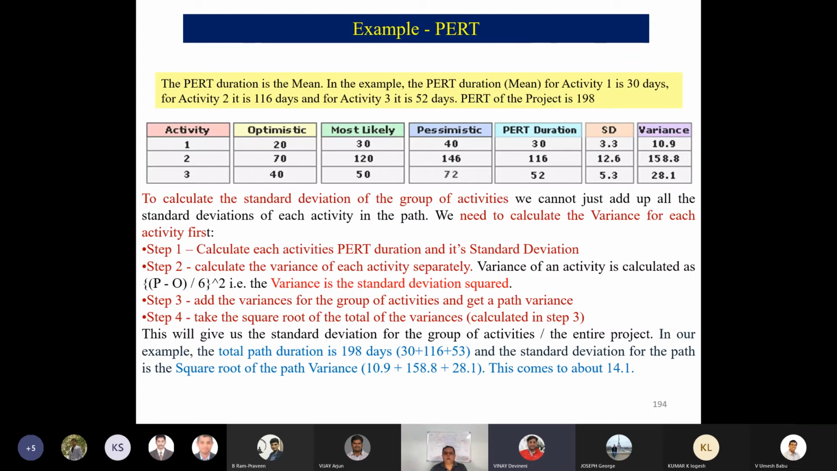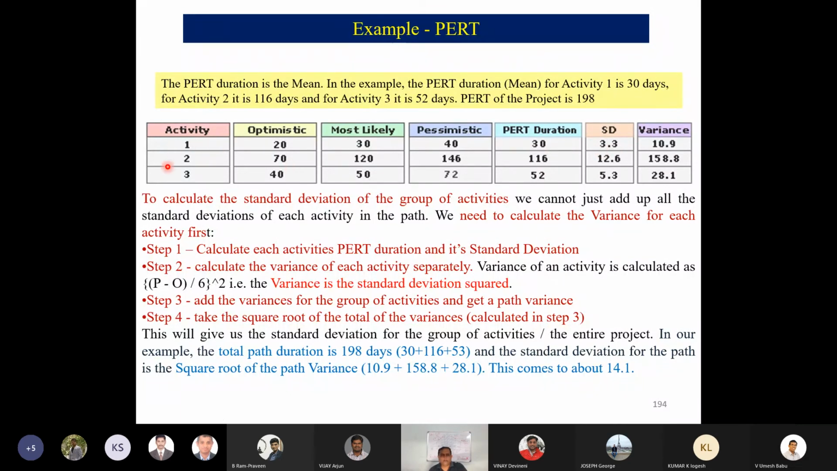Okay. Now here is a project which has got 3 activities, 1, 2, and 3. Optimistic, most likely, pessimistic durations are given. So you have to find out the PERT duration. You can find out the standard deviation, which in this case works out to 198 is the PERT. 30 plus 116 plus 52 is 198. And the standard deviation of the individual activities have been worked out.